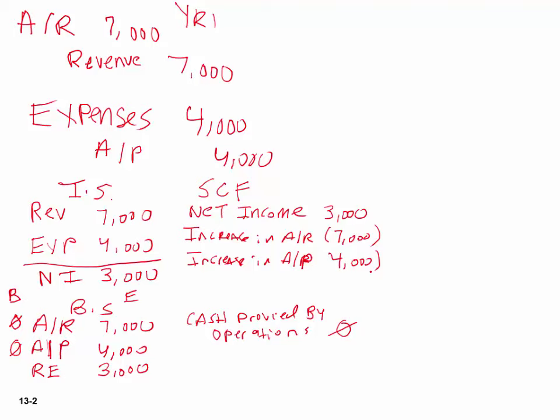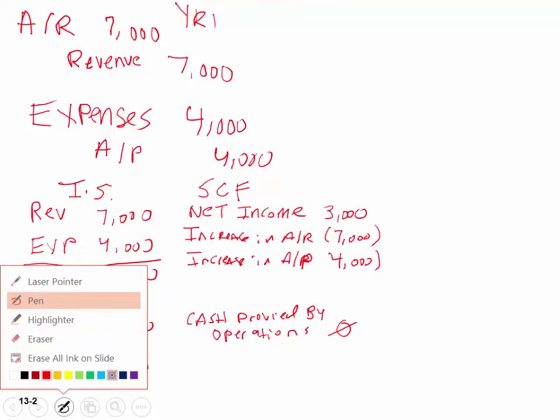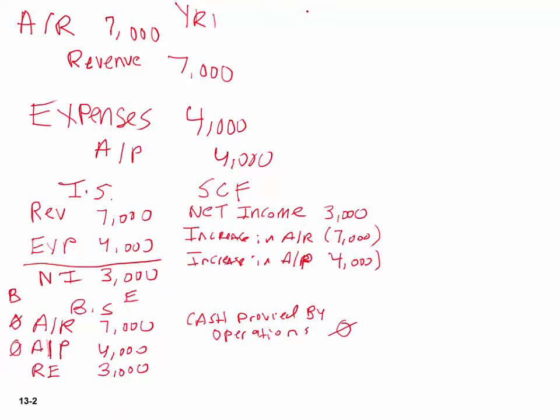Ready for year two? Okay, so let's go ahead. And what color do we use for year two? Blue for year two. Get it? See how that rhymes? Even getting rhymes here now. Okay, so it's blue for year two, right? In year two, let's say we actually start to collect some cash on these, okay? So we go ahead and we get some cash for our accounts receivable.